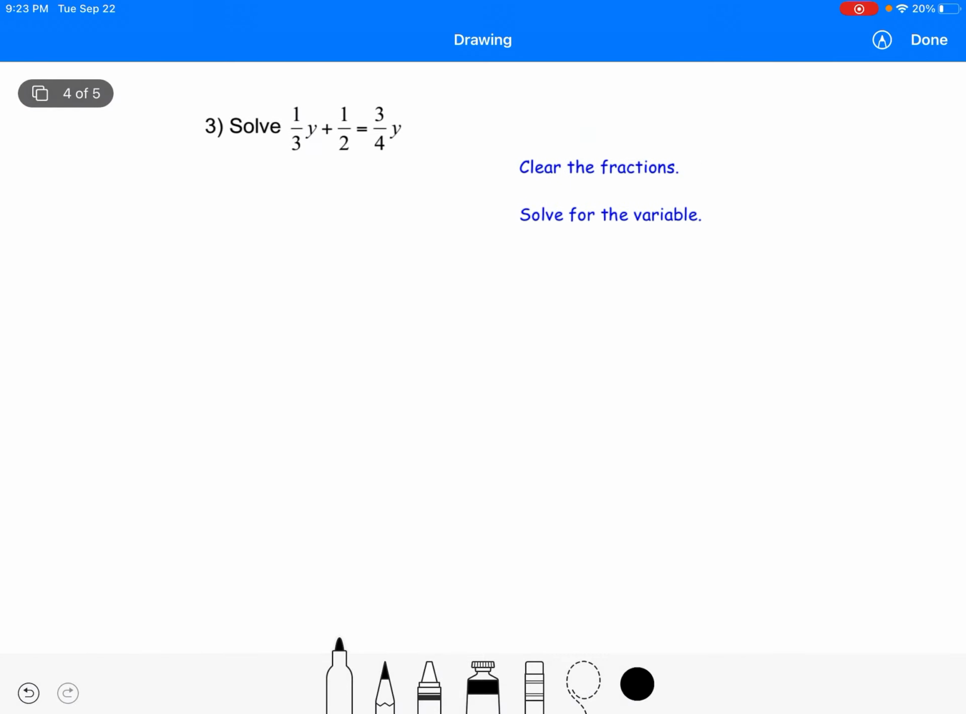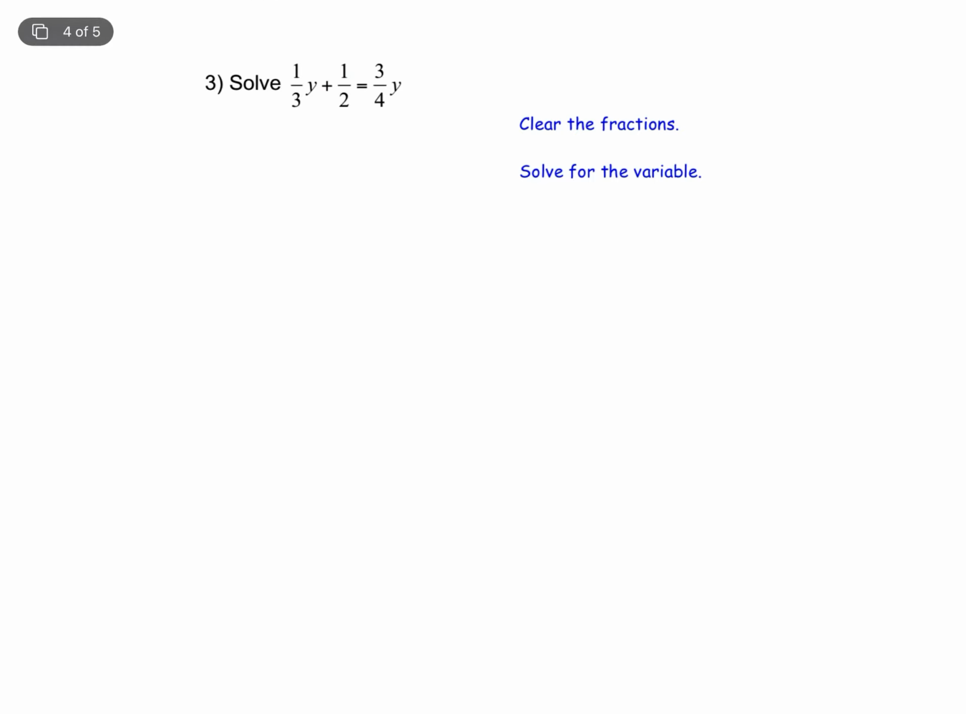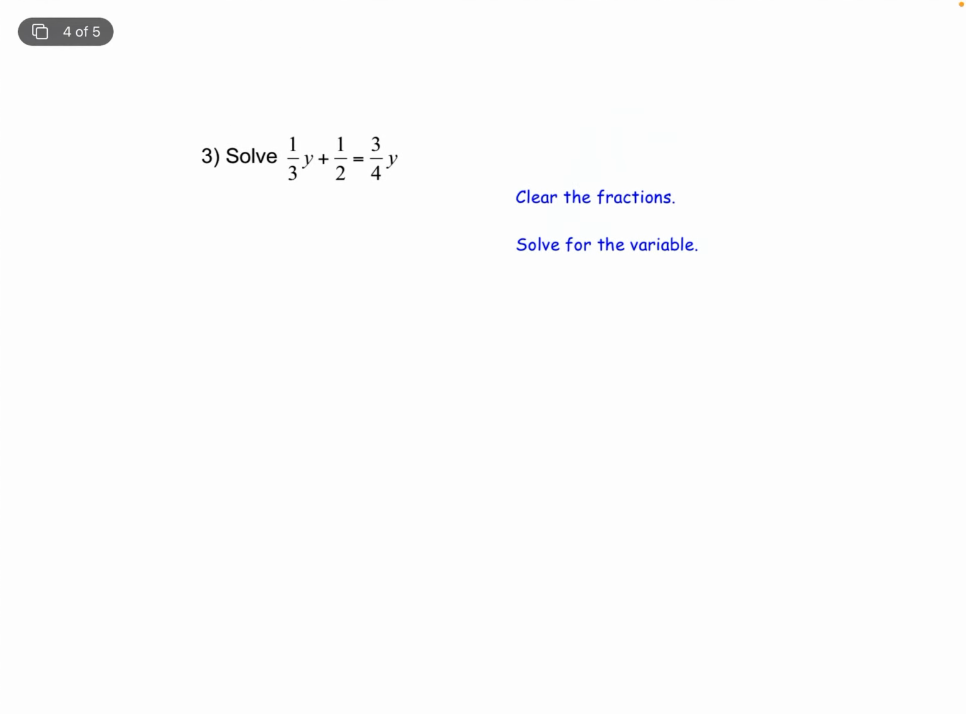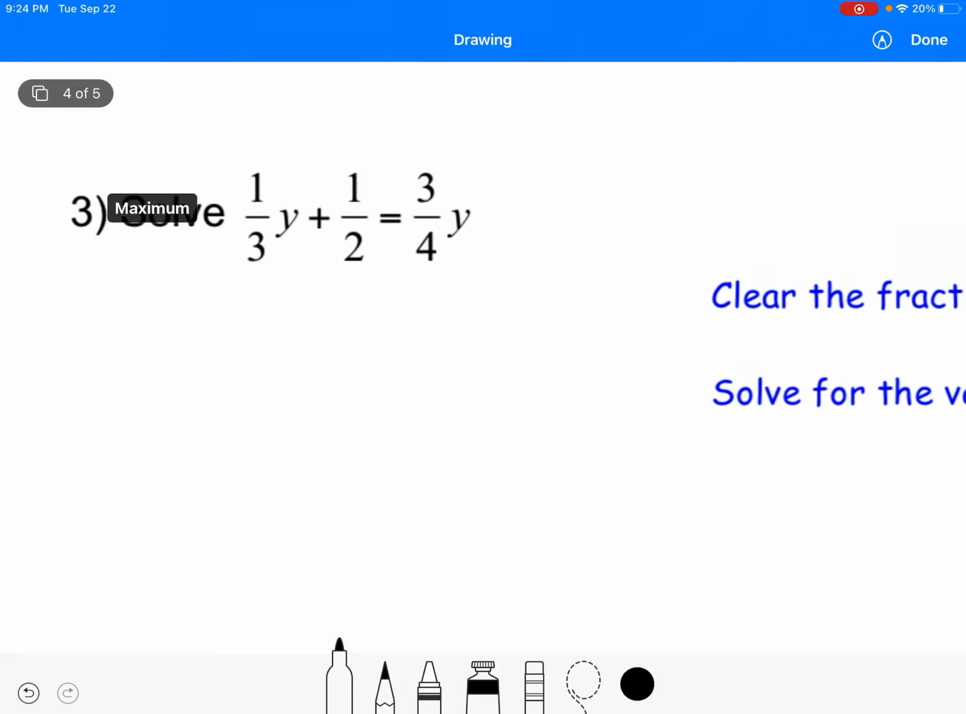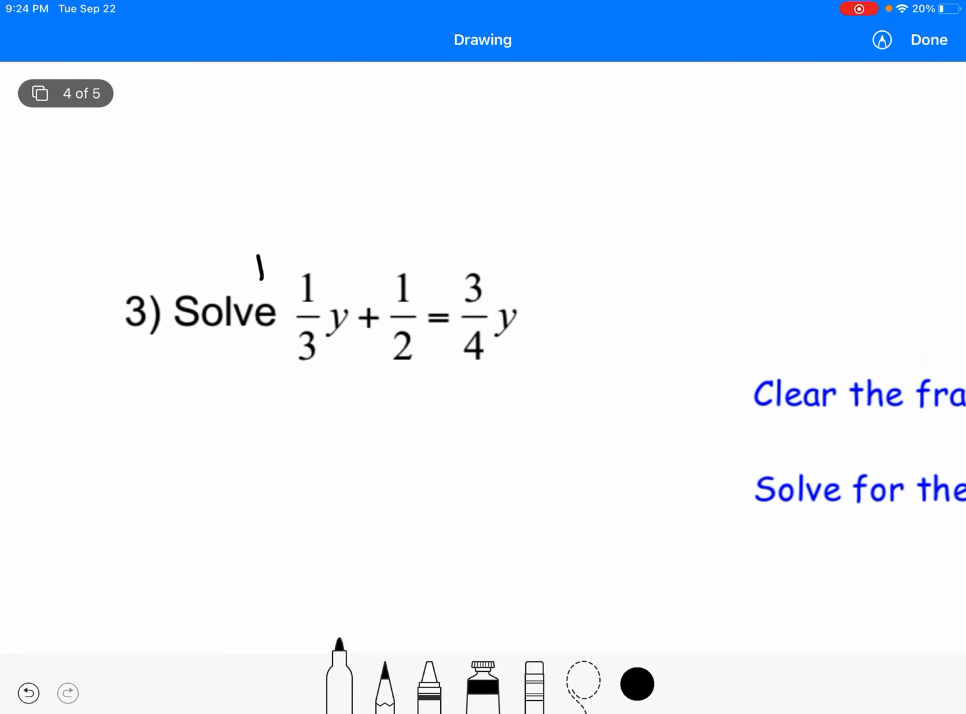So if I had a question like this, first thing we need to do is clear the fractions. So I need to find a common denominator for 3, 2, and 4. So 3 times 2 is 6, and I know 6 and 4 have a common denominator of 12. So what I can do is I can multiply all of these terms by 12. I'm going to do 12 here, 12 here, and 12 here.